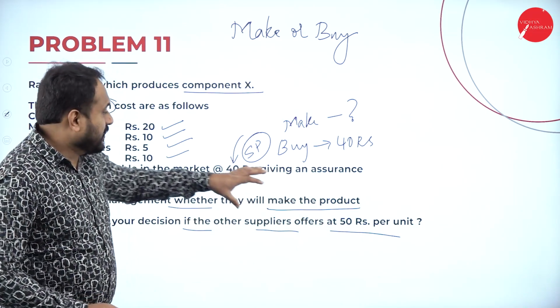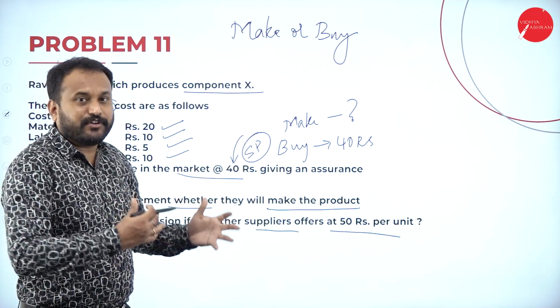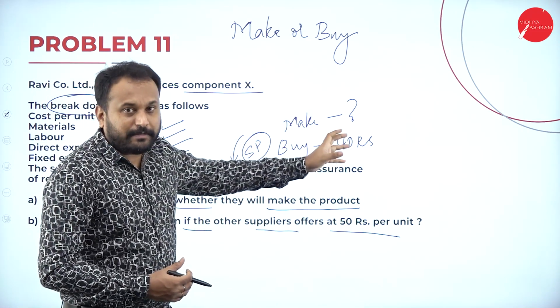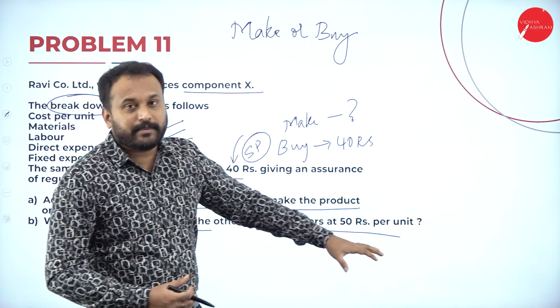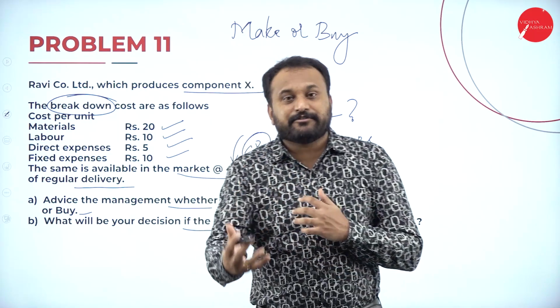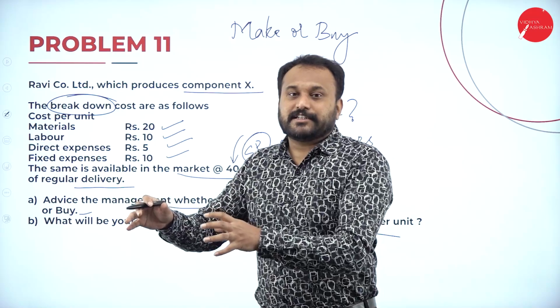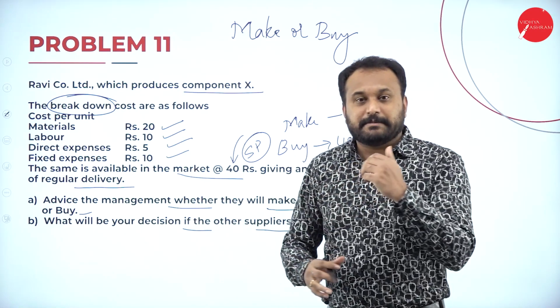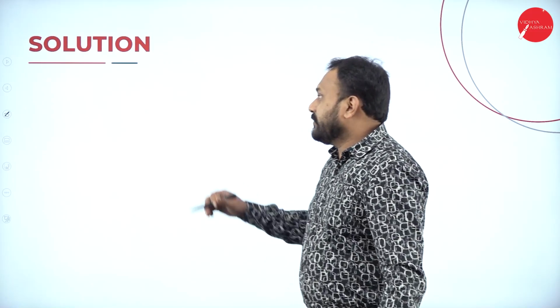So see here, if I buy for 40, how much? It is 40 rupees. So whether I'll make or buy, again here they have given more than 40 rupees, that is 50 rupees. What will be your decision? More than solving the problem, here you are supposed to convince the examiner saying that this is what the reason is for my decision, whether I'll make the product or buy the product. So it's a 10 marks question. So here we'll go with the solution.